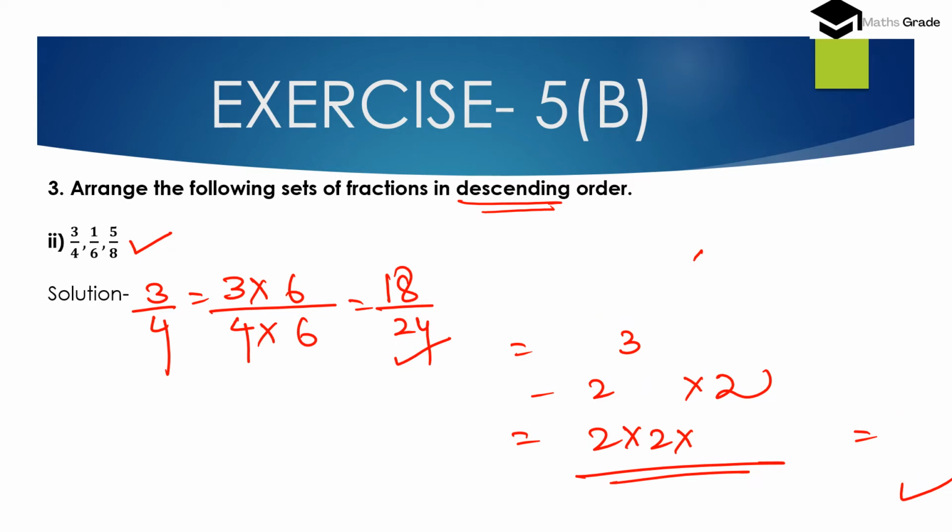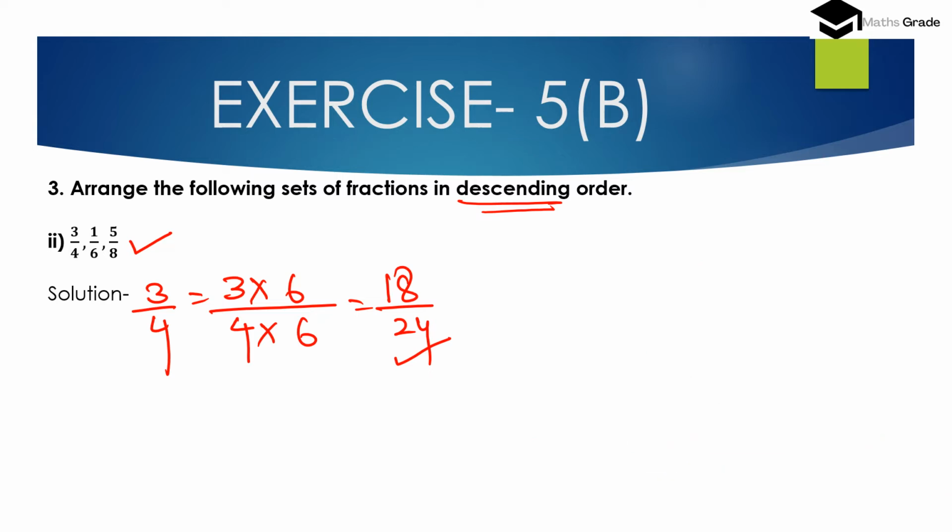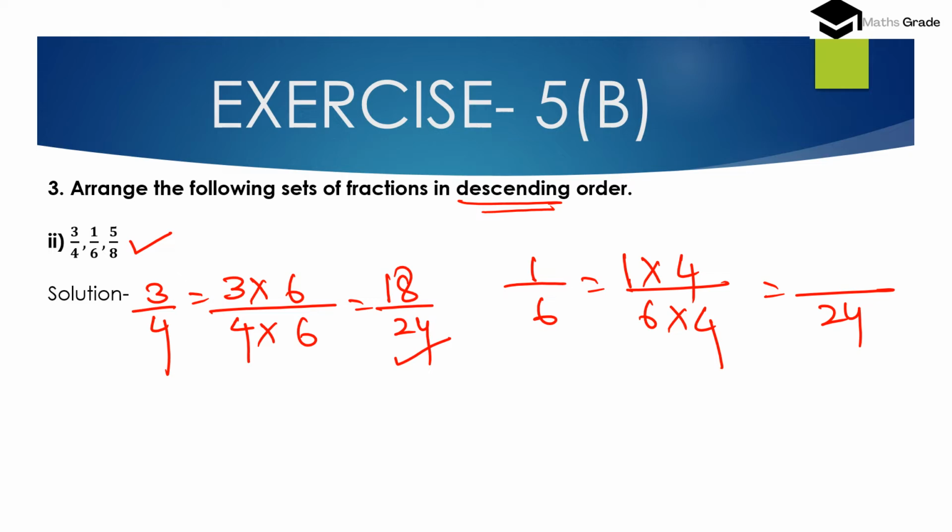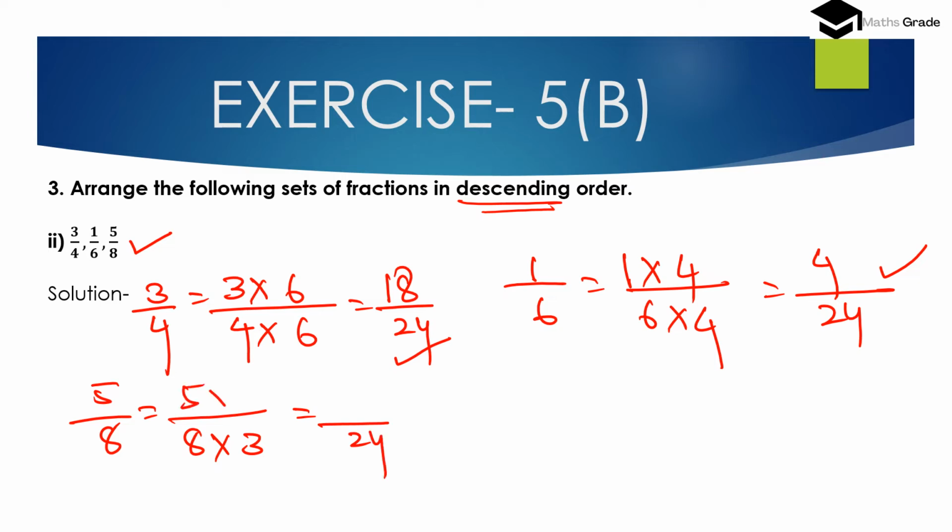Now convert the fraction 1 divided by 6 into an equivalent fraction. If we multiply 6 with 4, we get 24. So we have to multiply the same number 4 with the numerator 1. 1 multiplied with 4 is 4. Now we have to convert the fraction 5 divided by 8 to an equivalent fraction. If we multiply the denominator 8 with 3, we get 24. So we have to multiply the numerator 5 with 3, we get 15. Now 15 divided by 24 is the equivalent fraction of 5 divided by 8.